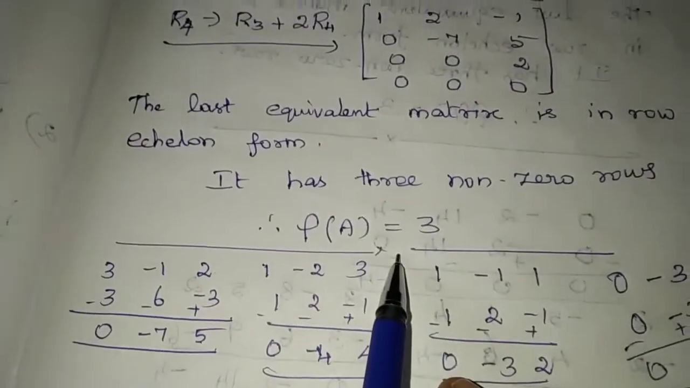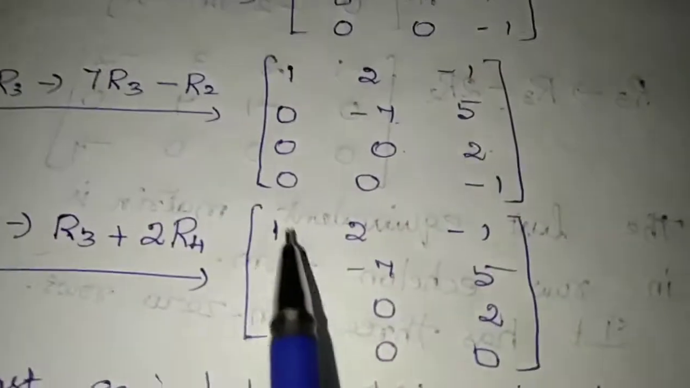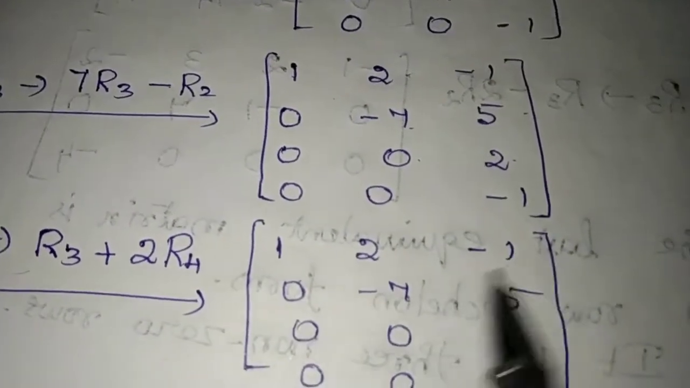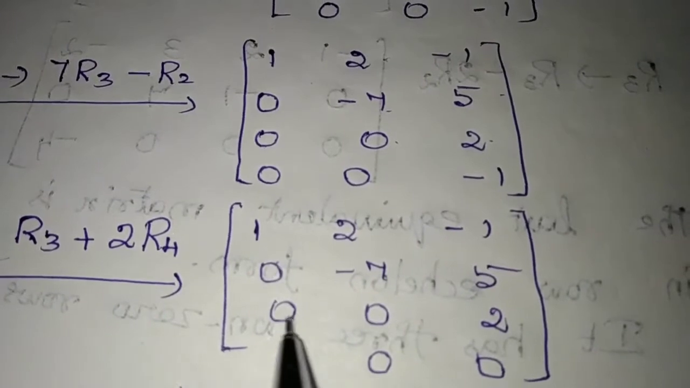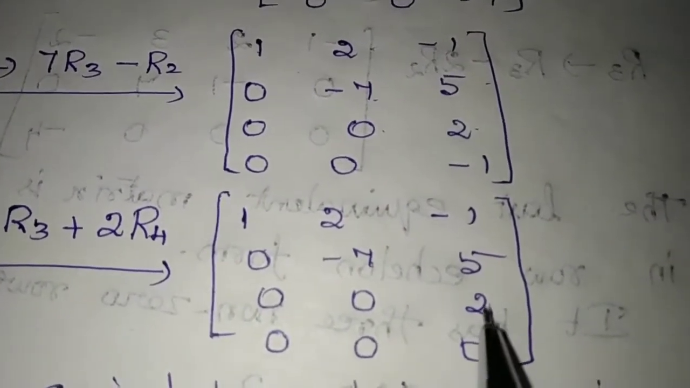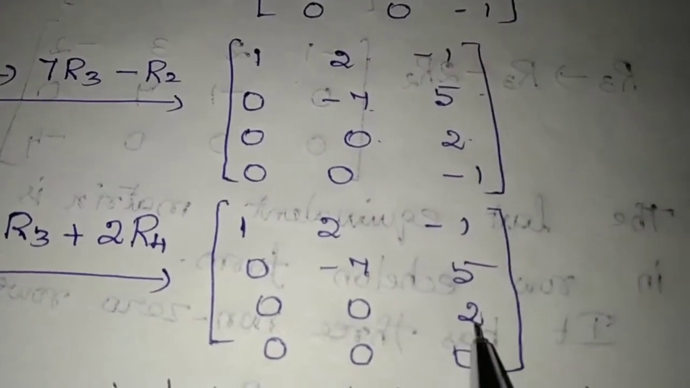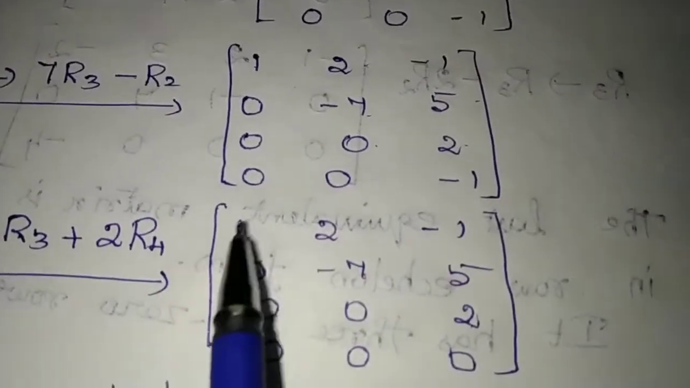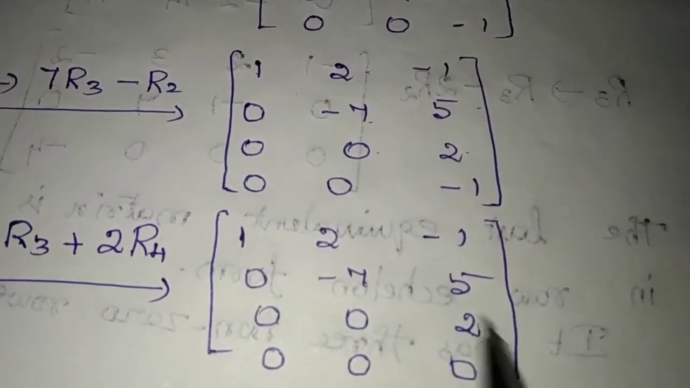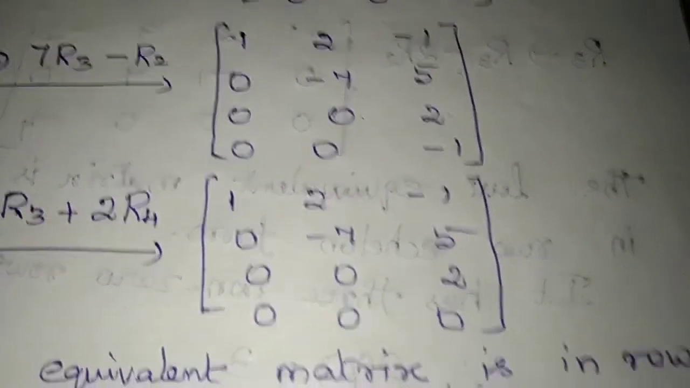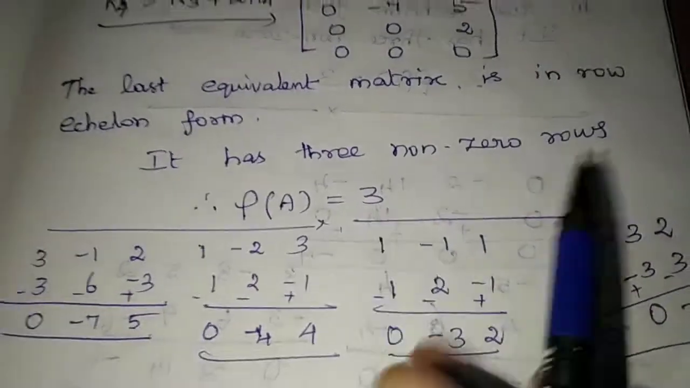The last equivalent matrix is in row echelon form. It has 3 non-zero rows. Therefore, rank of A equal to 3. See that one. First non-zero row, second non-zero row, third non-zero row. Here one element is there, so it's also a non-zero row. So 3 non-zero rows, rank of A equal to 3.